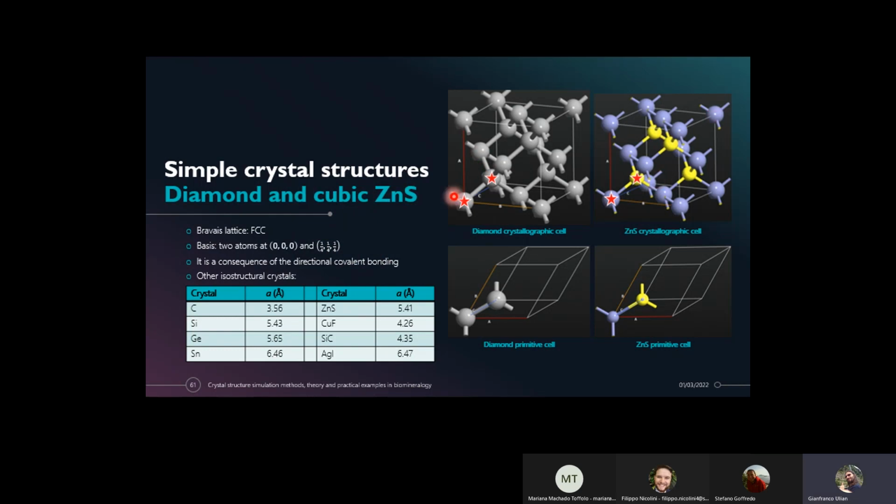And in zinc sulfide, obviously, one zinc, for example, is at 0, 0, 0, and sulfur is at the other position. This is a typical consequence of the directional covalent bonding. Typical examples are given by carbon, so diamond, silicon, germanium, and other minerals such as blende or silicon carbide. So here you can see the different primitive crystallographic cell. The stars indicate the atoms inside the primitive cell.